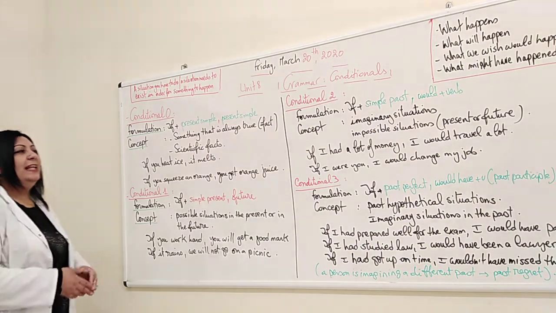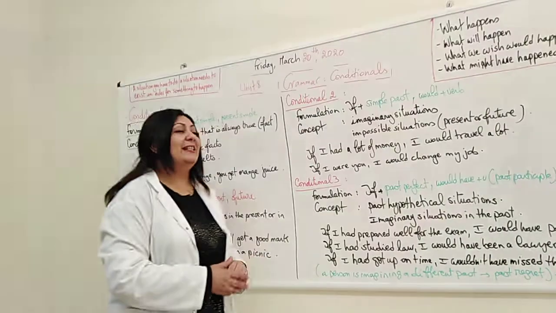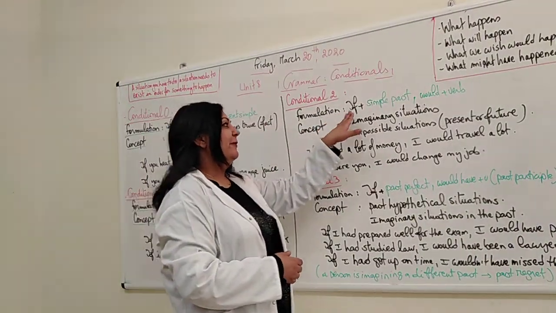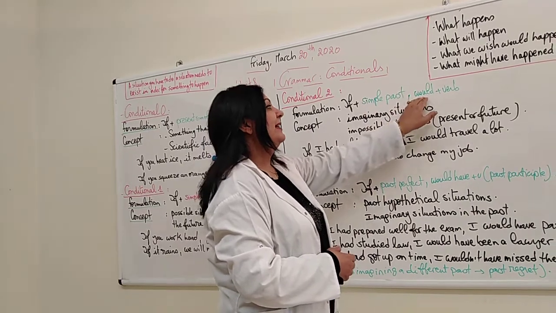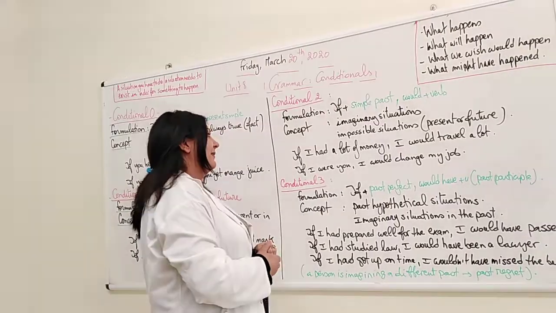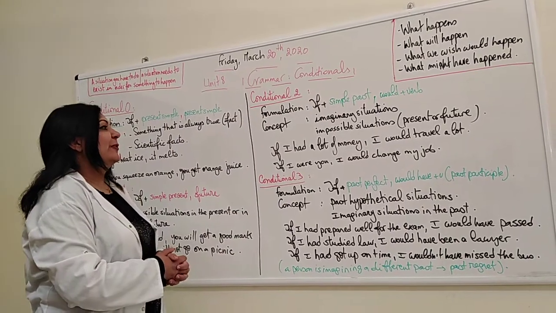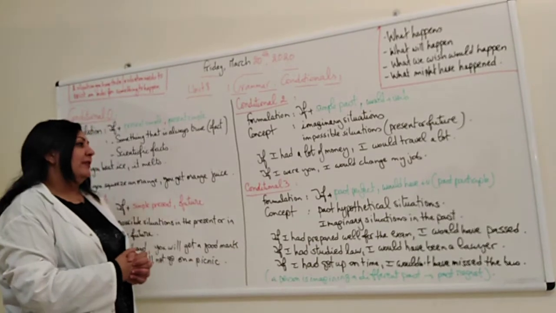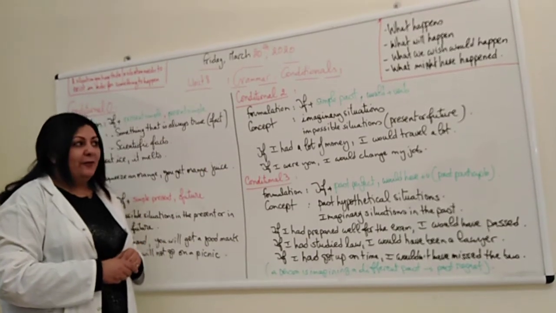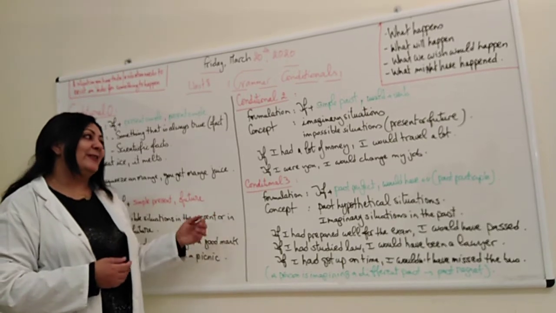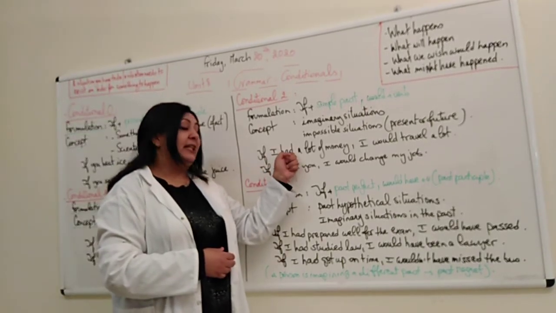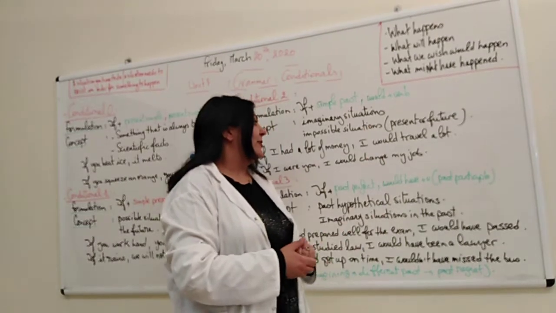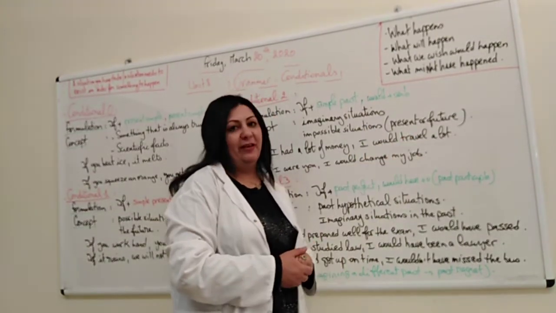Now, let's move on to conditional type 2. Let's start with the structure. We've got if plus simple past, plus would plus verb in the infinitive. When do we use conditional type 2? For imaginary situations, we imagine things, or impossible situations in the present or in the future. Let's see the example. If I had a lot of money, I would travel a lot. As you can see, here we use had in the simple past, and in the result clause we have would plus verb in the infinitive.